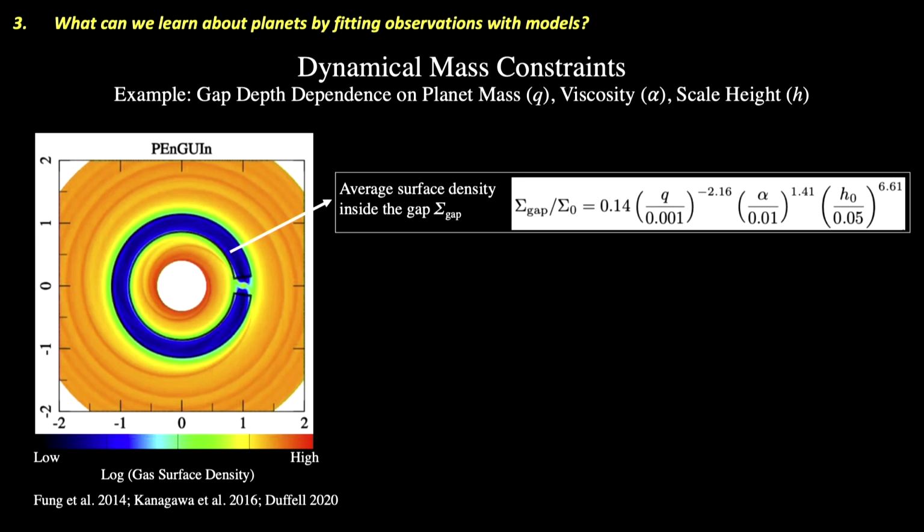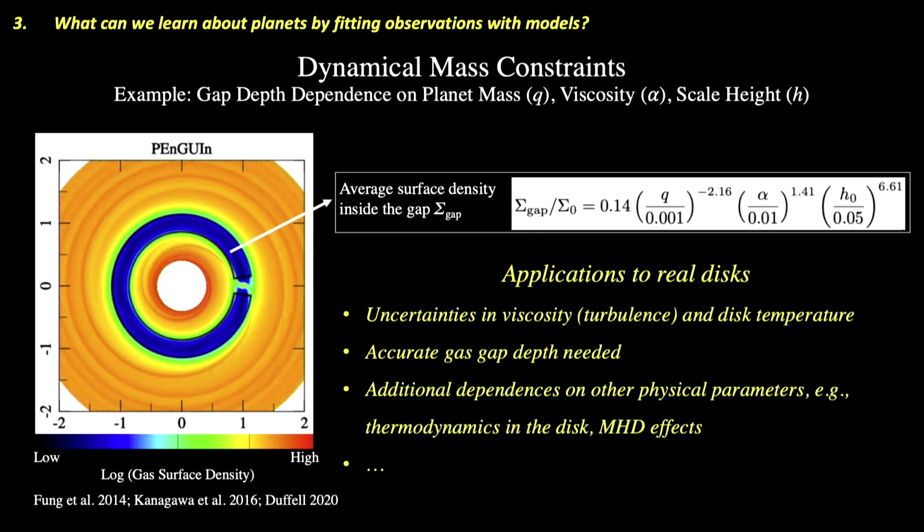But the not so good news is when we apply those to real disks, things are not that straightforward. Let's again take this one as an example. To apply this one, we need to know the viscosity alpha and scale height h in the disk. And as we heard from talks yesterday, viscosity or turbulence level in disks is not easy to measure. And then to apply it, we need to know the depth in the gas gap, which is, again, another quantity not so easy to measure.